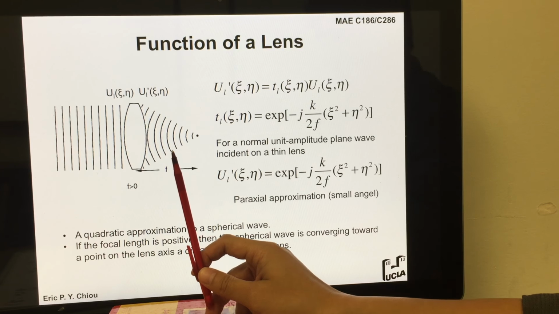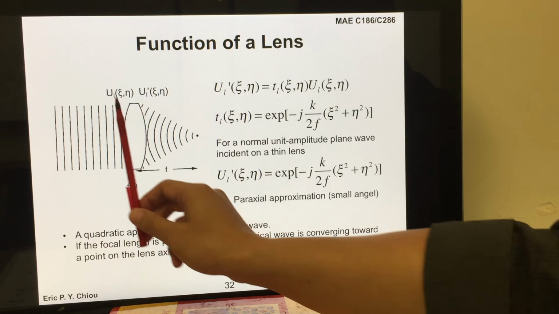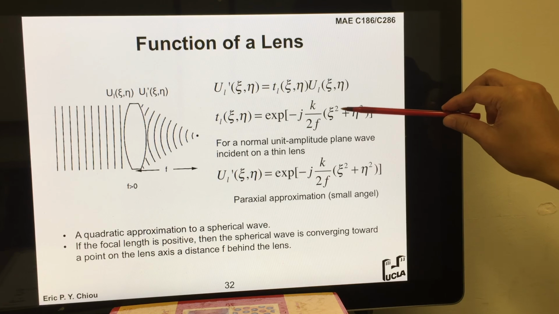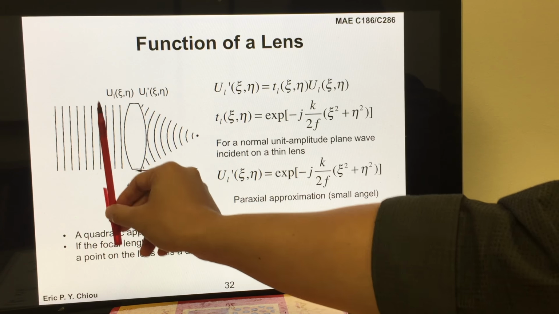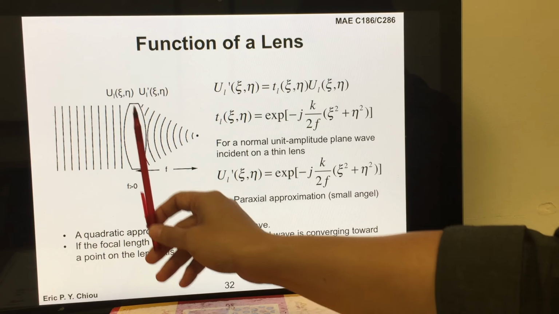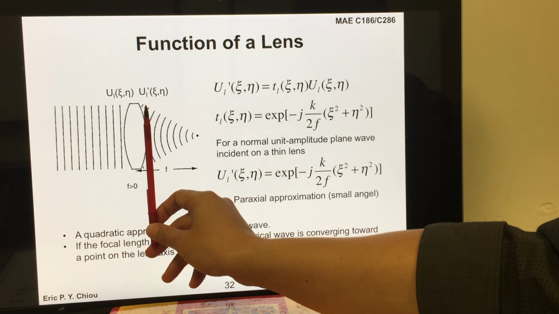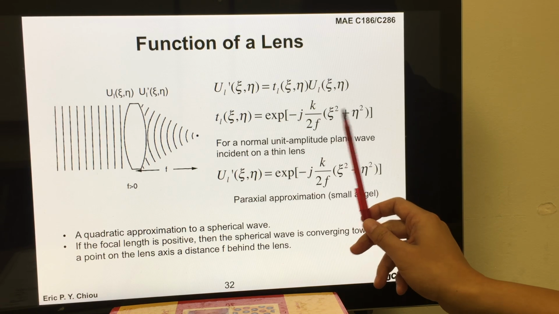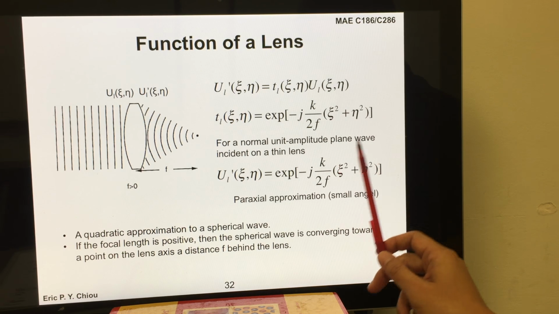So we can say the function of the lens is introducing an extra quadratic phase term to whatever wave comes in. If you have a plane wave, you have uniform intensity and the same phase everywhere, but after this lens, at different locations in x and y, or ξ and η, you have different phase delays.